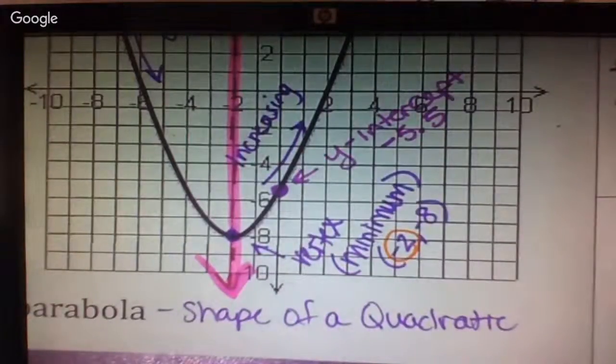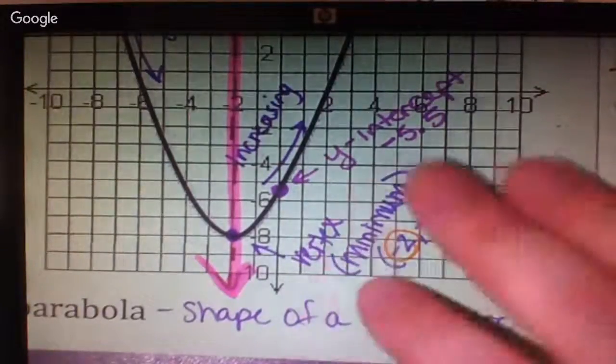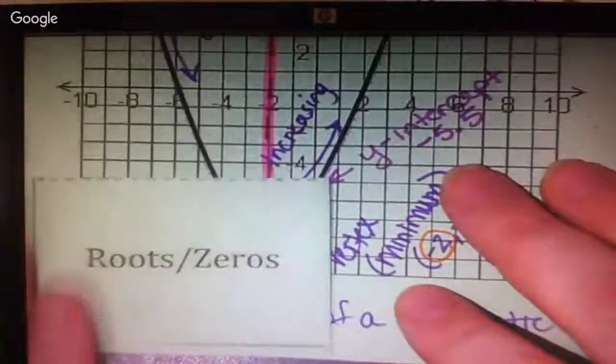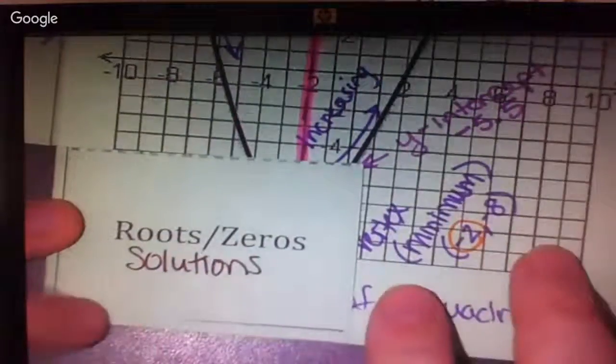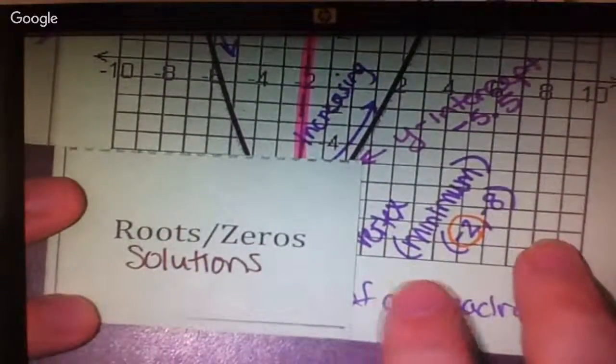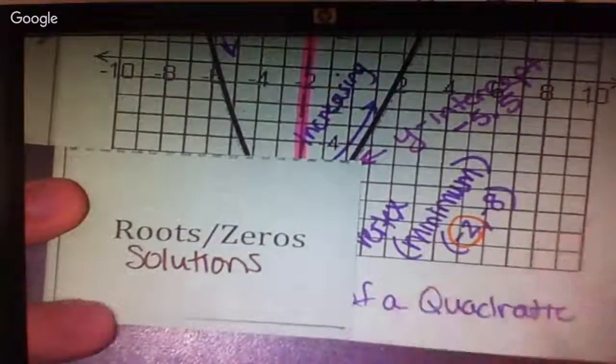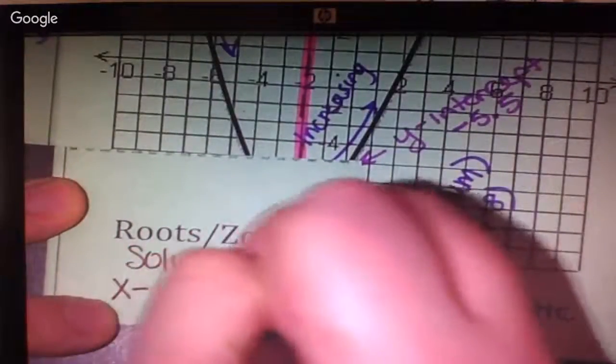Okay. We're going to leave domain and range for last because that's what everybody seems to struggle with. Okay. Roots. Zeros. I want you to add another word. Actually, we're going to add 2 words. Roots, zeros, solutions, or in other words, x-intercepts.